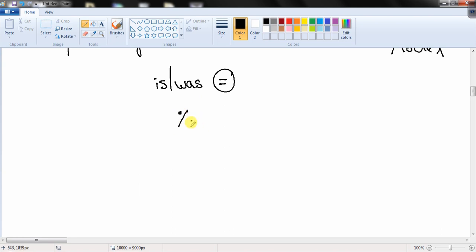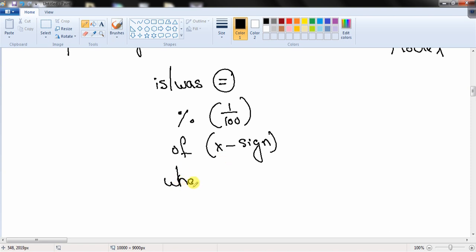Whenever you see percentage, you can replace it with 1/100. Whenever you see of, you can replace it with the multiplication sign. And whenever you see what, you can replace it with a variable like x or y or z, whichever variable you like.